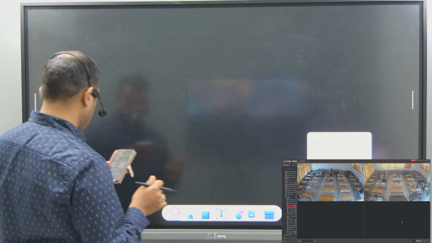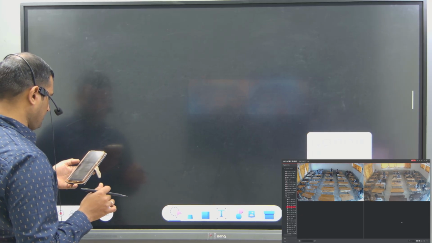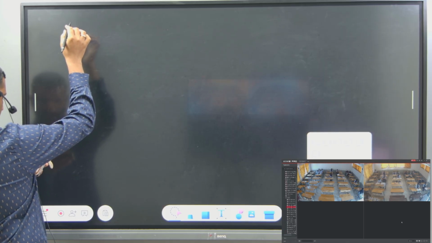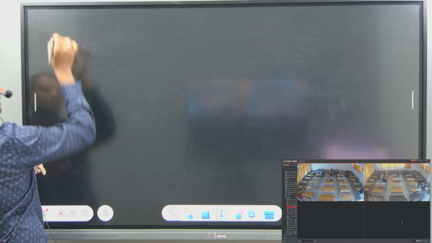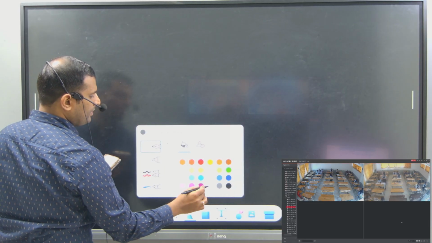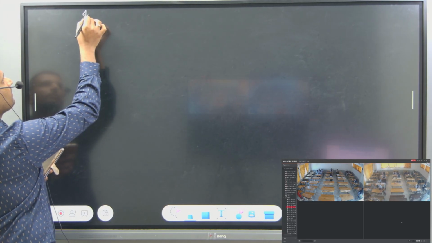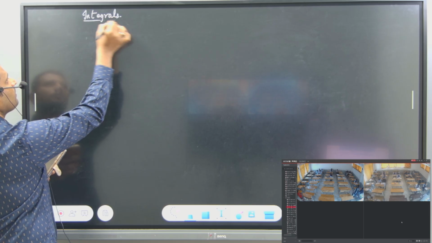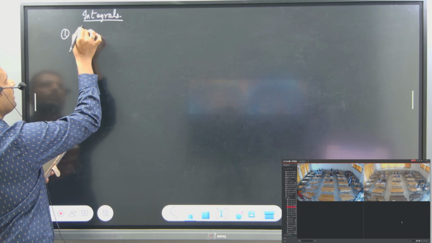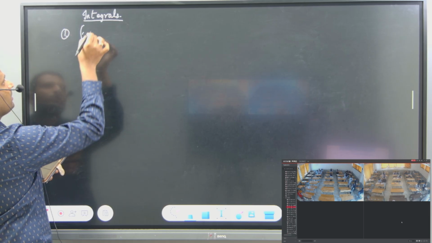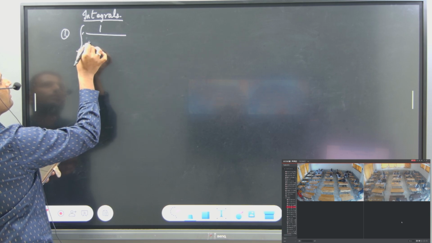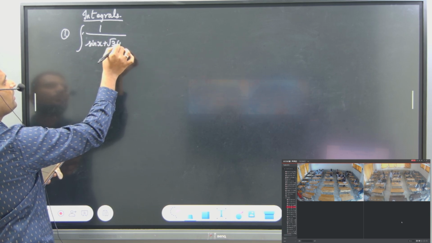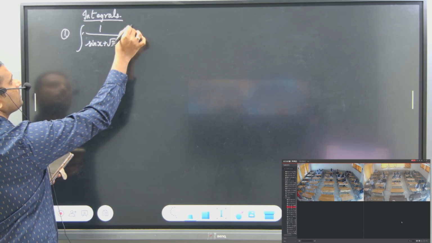Okay, let's do this question. Please write first question for today. Integration. First question is integral 1 by sin x plus root 3 cos x dx.